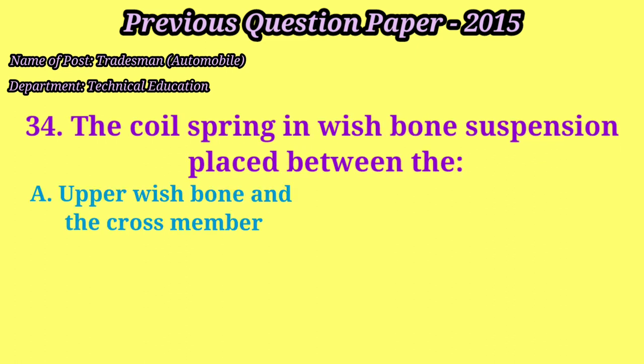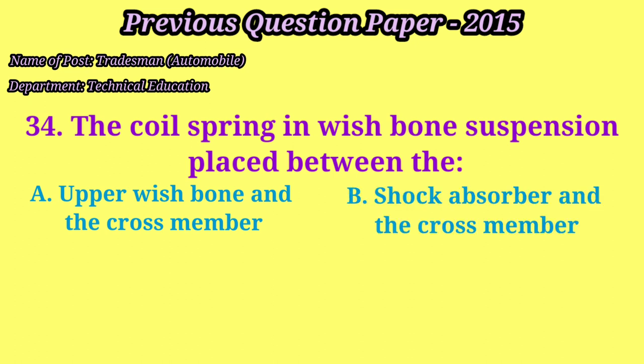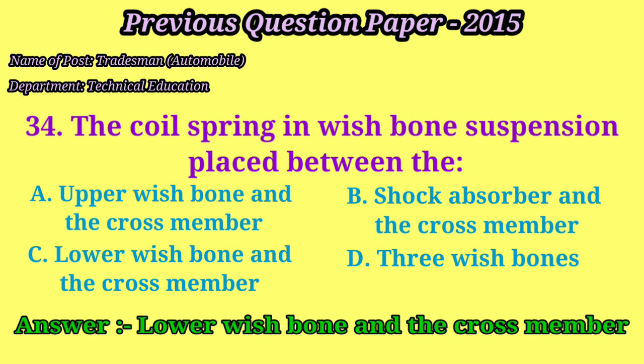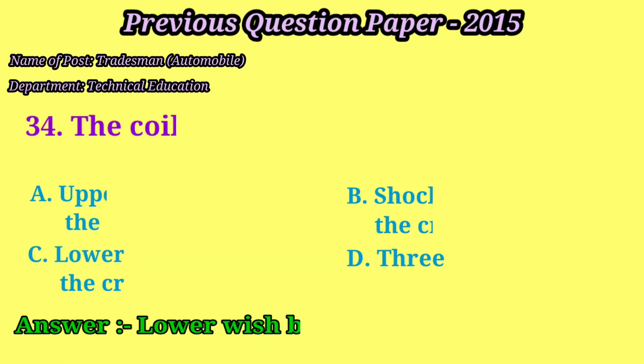34. The coil spring in wishbone suspension is placed between the: A. Upper wishbone and the cross member. B. Shock absorber and the cross member. C. Lower wishbone and the cross member. D. Three wishbones. Answer: Lower wishbone and the cross member.